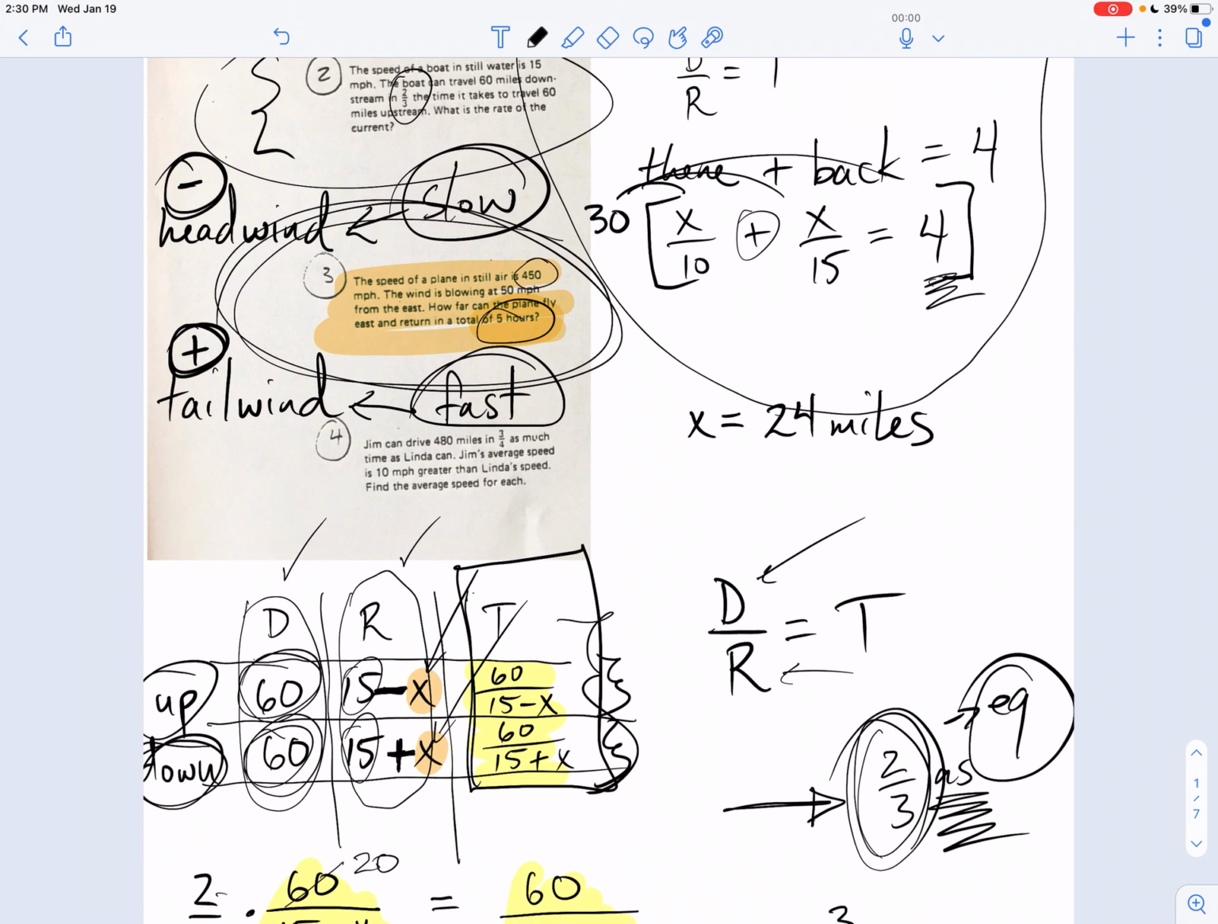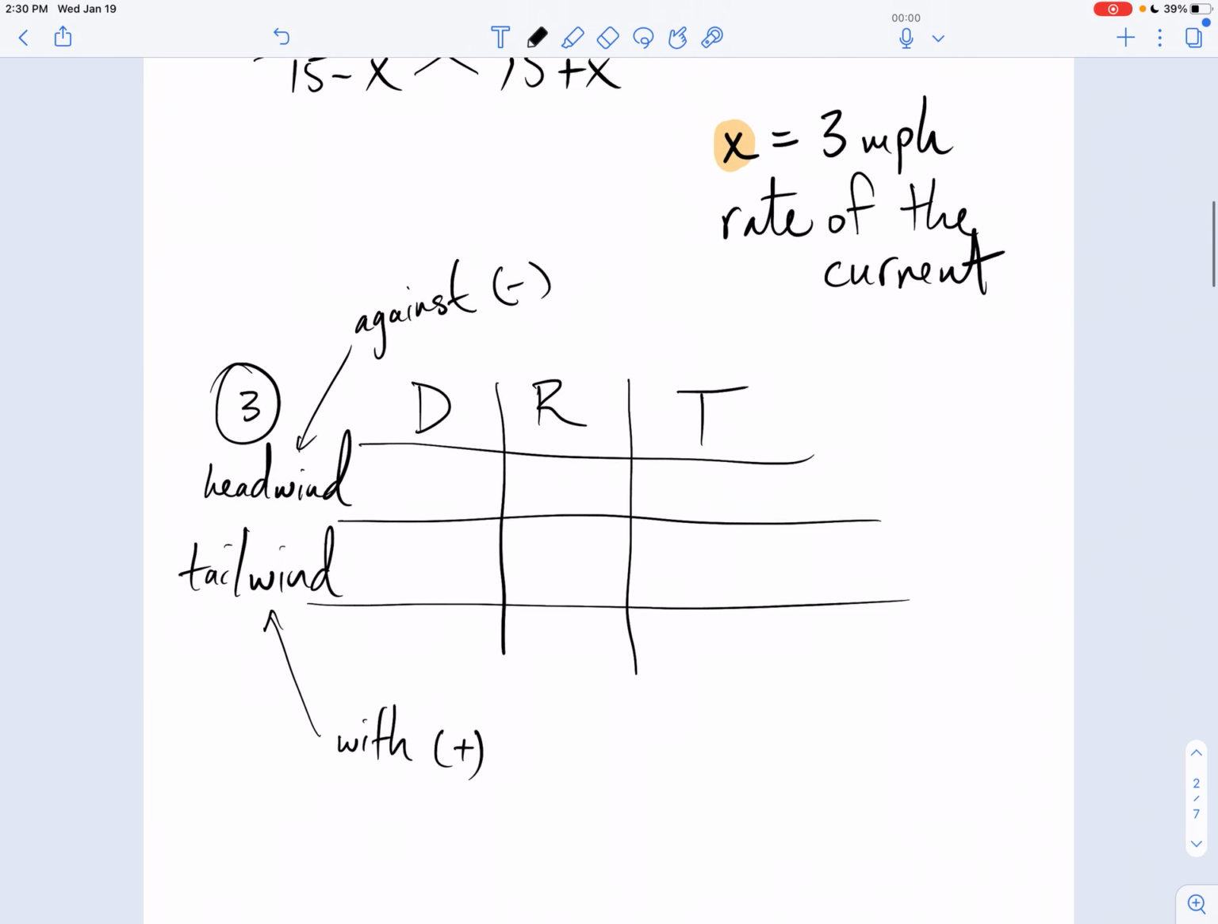Now here's the part with the east and the west. If the wind is going 50, if I'm going into it, it's going to slow me down by 50 miles an hour. But if I'm going with the wind, it's going to speed me up by 50. Keep that in mind. Those are rates. So headwind, that would be like 450 minus 50. Well, what's 450 minus 50? That's just going to be 400.